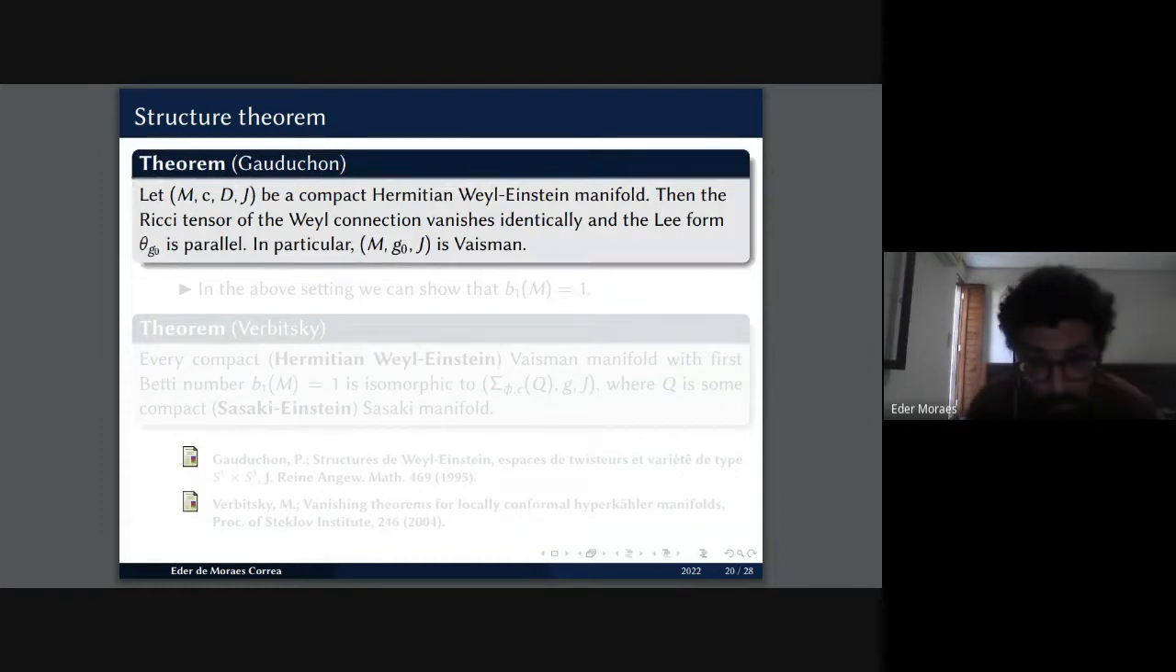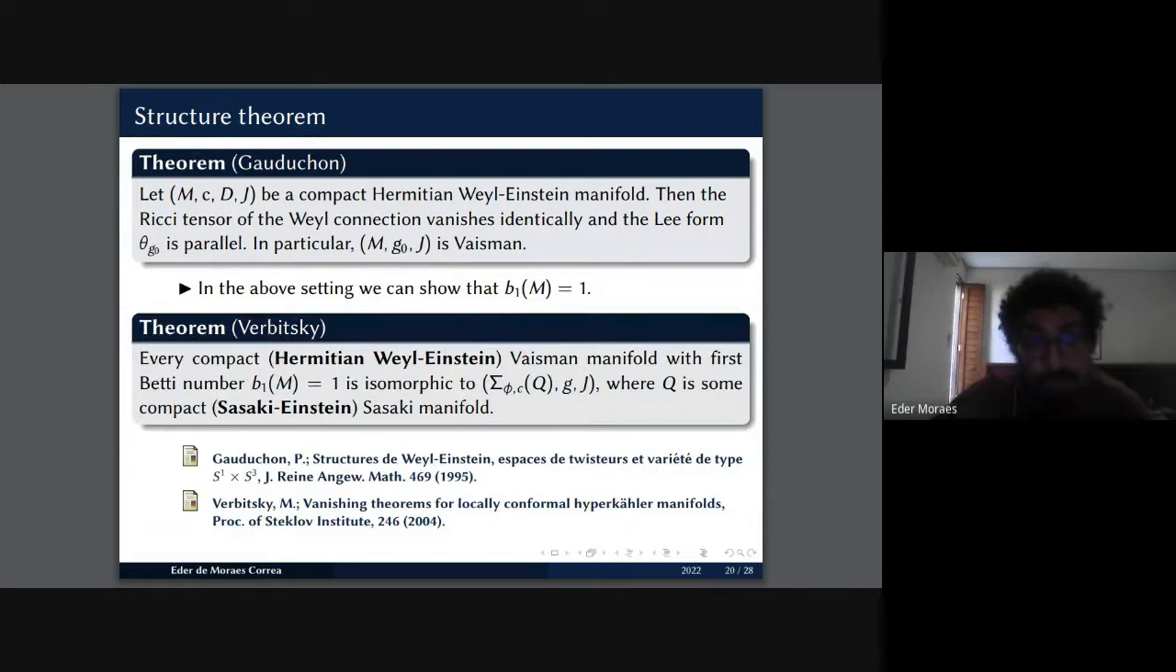So here, these two theorems are important for us in the talk, because they essentially reduce the study of compact Hermitian Weyl-Einstein manifolds to the manifolds I described in the example. The first result tells us that if you start with a compact Hermitian Weyl-Einstein manifold, then the Ricci tensor of the Weyl connection vanishes identically, and the Lee form associated to the Gauduchon gauge is parallel with respect to the induced Levi-Civita connection. So in particular, this manifold is a Vaisman manifold.